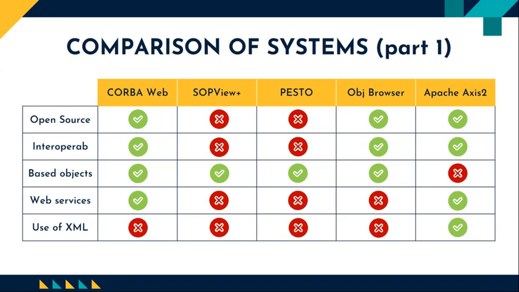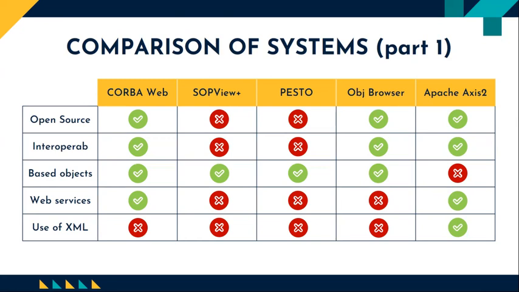The first one is open source, which refers to software that is made freely available and may be redistributed and modified. The second is interoperability, which means that the system is capable of communicating on different platforms or programming languages. The third feature is based on objects, which indicates that the system supports the use of remote objects.